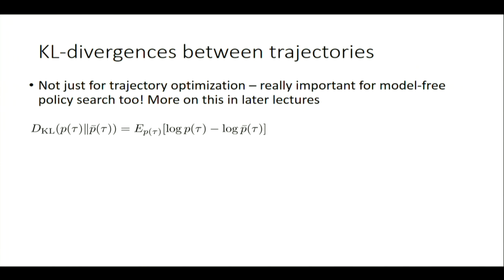Now let's define the KL divergence. This is just from the definition of KL divergence. This is the expectation under p of tau of log p of tau minus log p bar of tau. Where p of tau is the one on the left and p bar of tau is the one on the right. P bar is the old one, p tau is the new one.